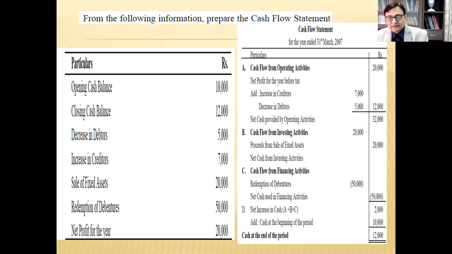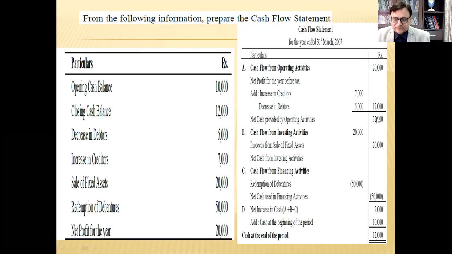So redemption of debenture 50,000, in bracket, means a negative amount. So 50,000 will be the cash outflow from the financing activities. The fourth step will be to find out the net increase or decrease, that means A plus B plus C is aggregated.